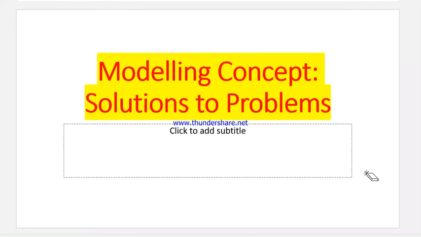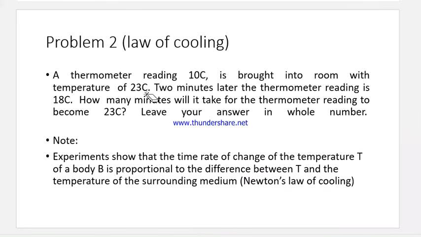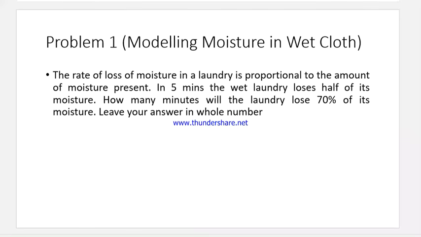Today we shall be solving some typical problems in engineering mathematics. So problem one will be dealing with how to determine the moisture in laundry, and the second problem will be dealing with how to know the temperature in the thermometer reading when it is cooling around the environment. So let's look at problem one.